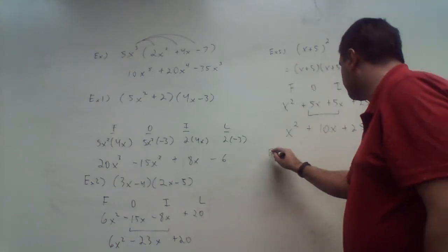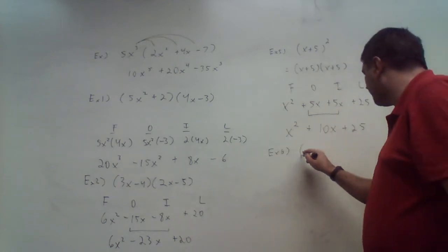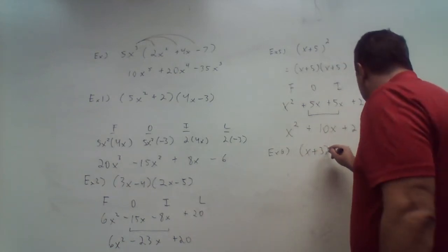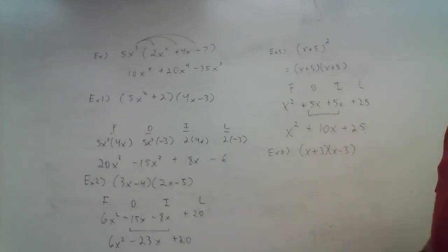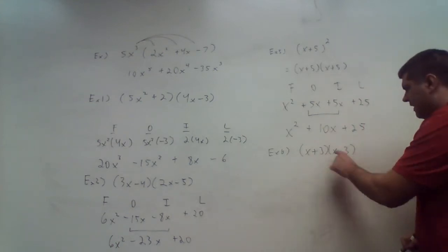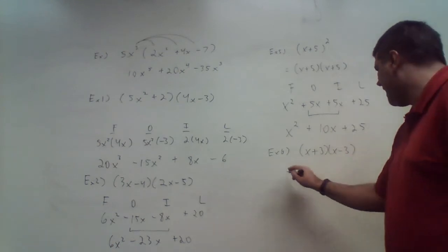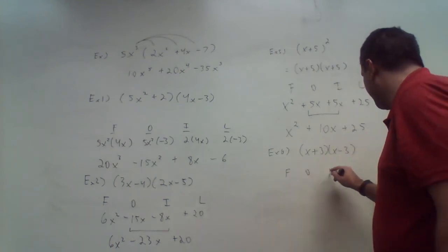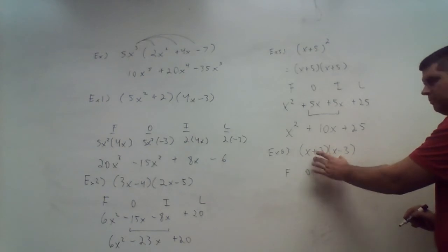Finally, example 6. x plus 3, x minus 3. The only difference between these two binomials is the sign in the middle. And when that happens, something interesting happens. If the only difference is the sign in the middle.